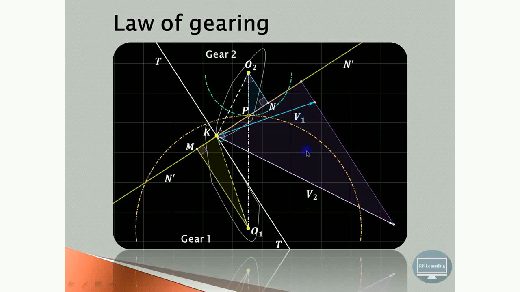Now draw these velocity vectors v1 and v2. So v1 is perpendicular to O1K, and v2 is perpendicular to O2K. These velocities v1 and v2 will have components along the common normal as well as along the common tangent. Now let us assume that this angle NO1K is alpha, and angle NO2K is beta.